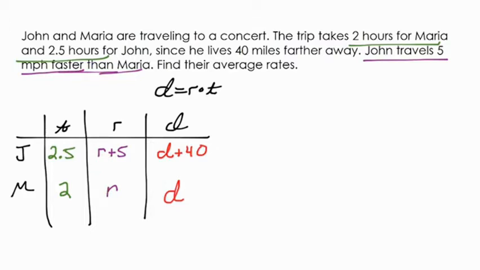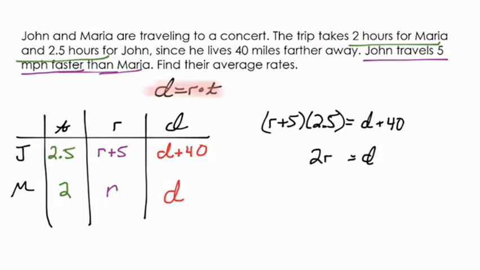Now, based on our equation up here, distance equals rate times time. That means I can come over to the right and write this out as an equation. We know that the distance for John is equal to his rate times his time. So his distance, D plus 40, is equal to his rate times his time. You can write that in whatever order you want, but it's just this times this equals this, the equation we're setting up. Now, we have the same thing for Maria. Her equation looks a little simpler. Her distance is equal to her rate times 2. And so now we have our system of equations.